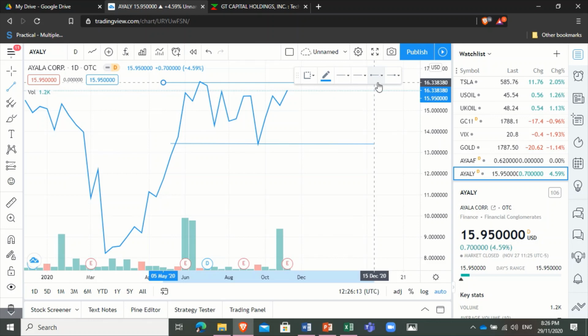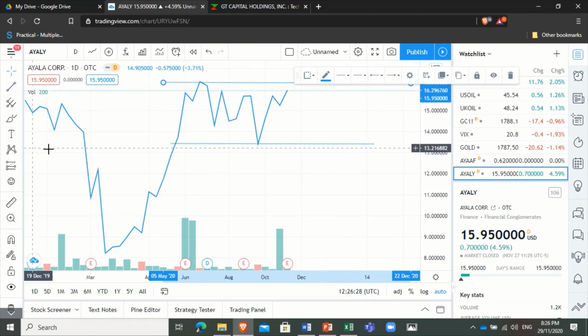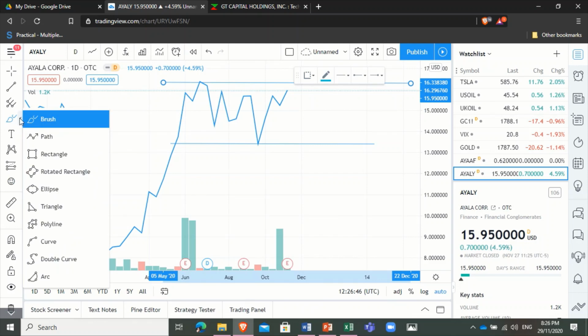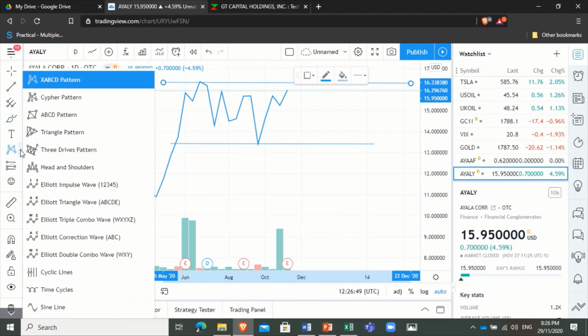Yan. Pinapakita ko lang, isa yan sa mga pwede mong gawin dito. Although napakarami, there is so much to discover about these websites. No? Very generous to share with us for free. As you can see, meron pa nga dito mga Pitchfork, Chef Pitchfork. This is for the advanced technical analysts, no? Hindi pa tayo umaabot sa ganyang level. Alright? Ano pa ba to? 3 drives pattern, cipher pattern, ABCD pattern, napakarami.